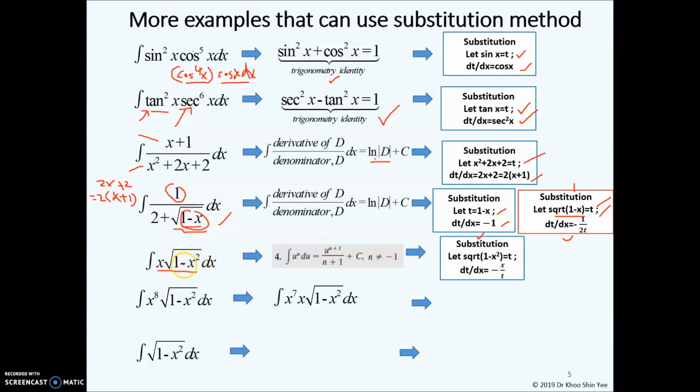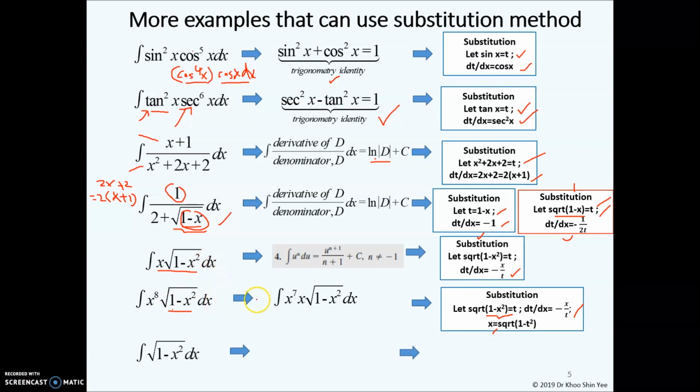So for the same problem like this, I can let t equal to square root 1 minus x squared. So you differentiate dt over dx, you should get this answer. Also for this problem, we can let t equal to this whole term, which is square root 1 minus x squared. So we can get the dt over dx here. And for the x, it can be converted to t by using this formula, because from this relationship, t equal to square root 1 minus x squared, you can reverse this equation to find the x.